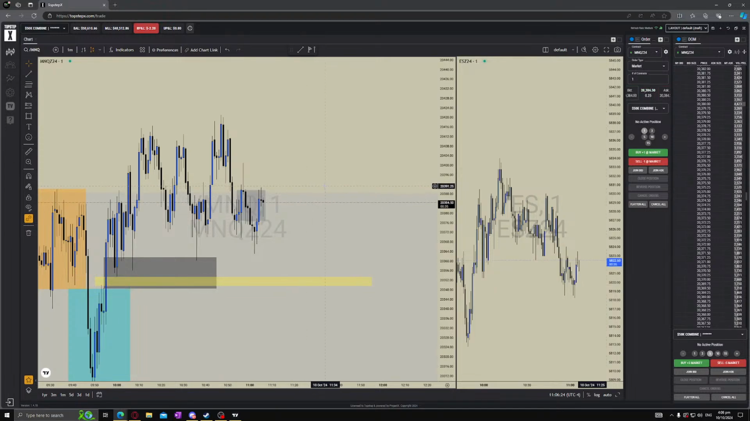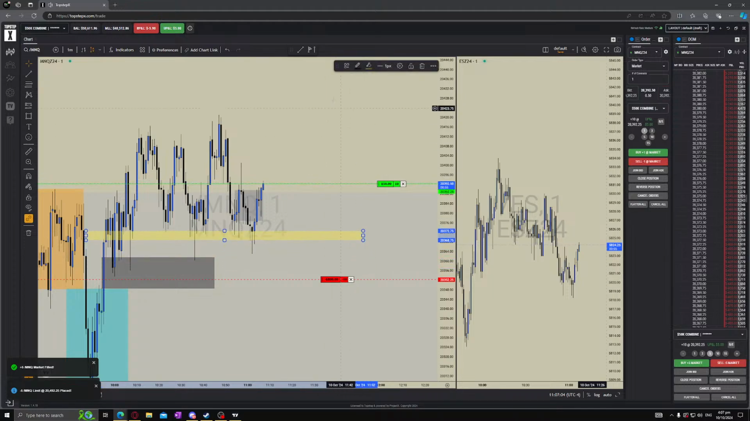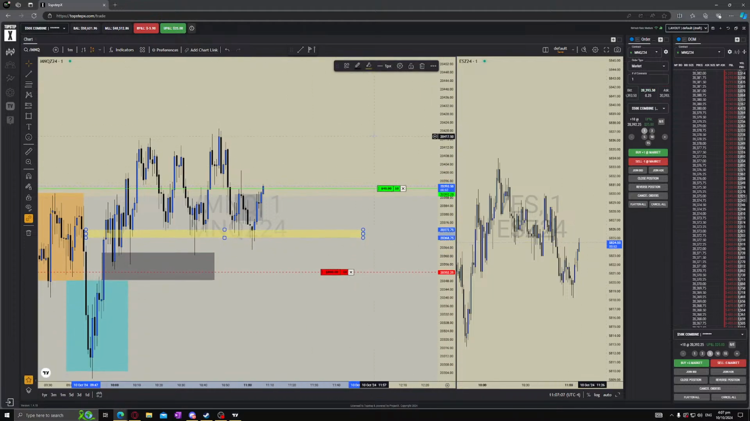Okay, fair value gap filled. I like it. Let's see what we do next. As soon as we close above, I'll be looking to get in. Okay, there we go. Order entry filled, 10. This is a play that I like to see. I will say half.